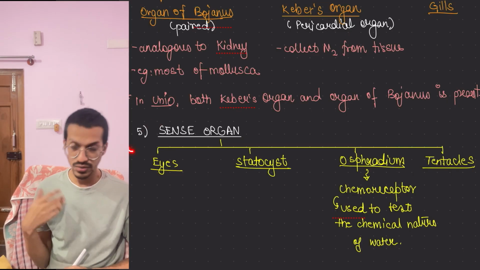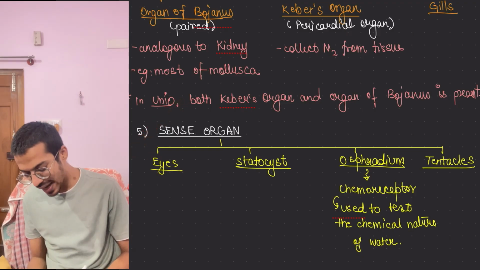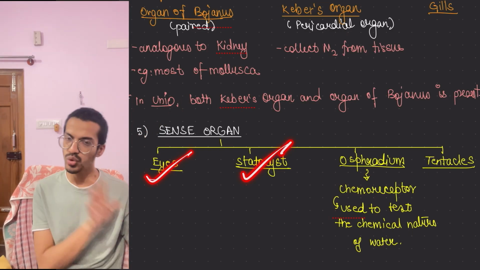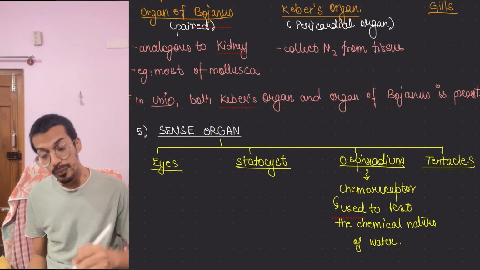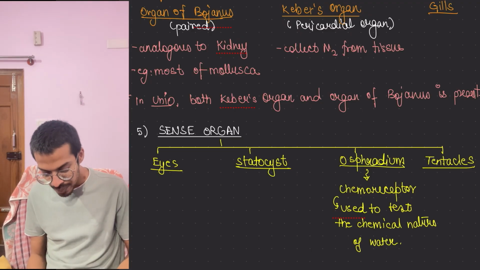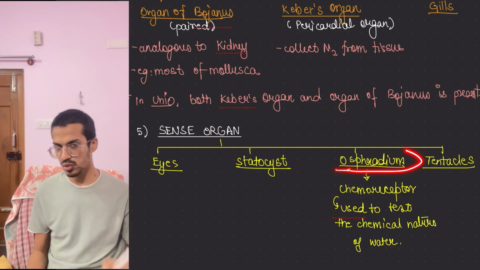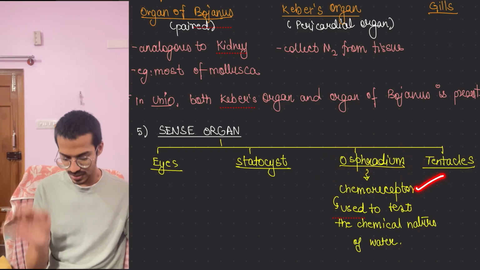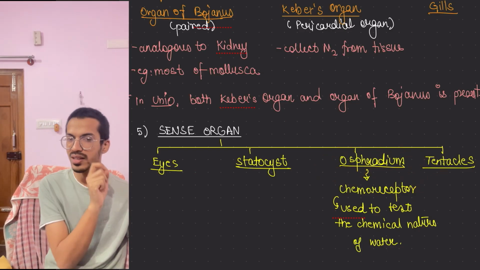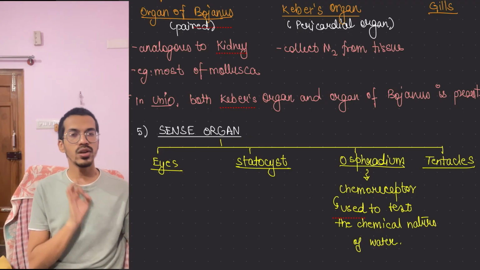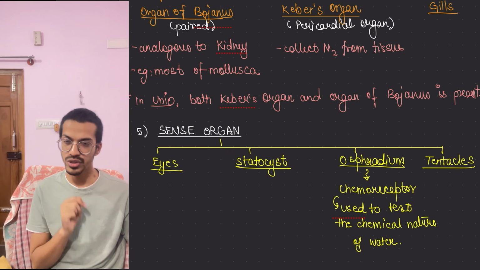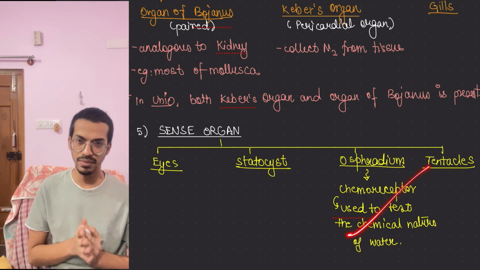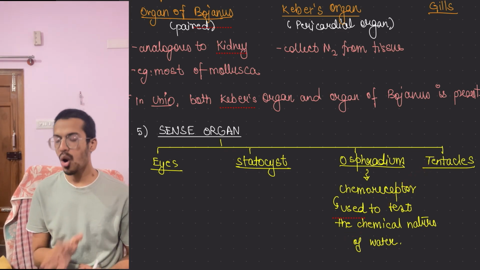Then the sense organs, we have already discussed. We have eyes, statocysts and tentacles. You know what their function would be. We have already discussed it in the arthropods. More than this, one more organ is the osphradium. It is a chemoreceptor, used to test the chemical nature of the water, whether the water is acidic or basic, temperature differences, or the osmolarity. These things would be detected by the osphradium.